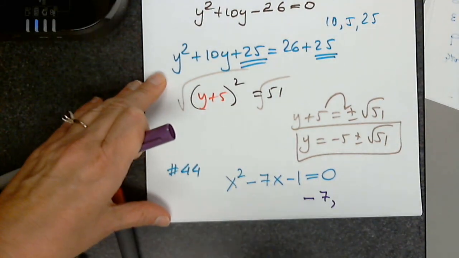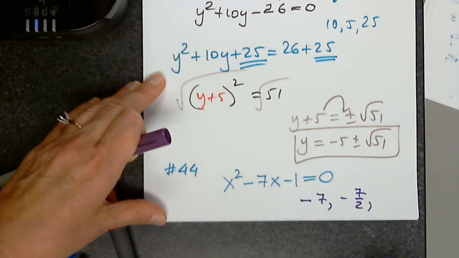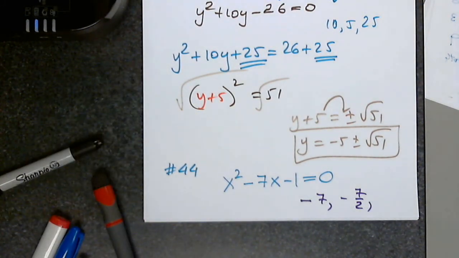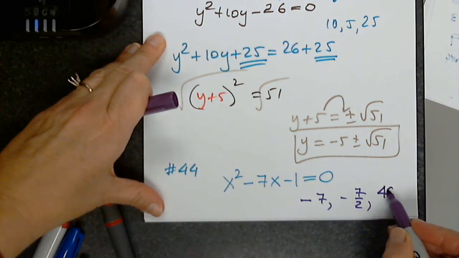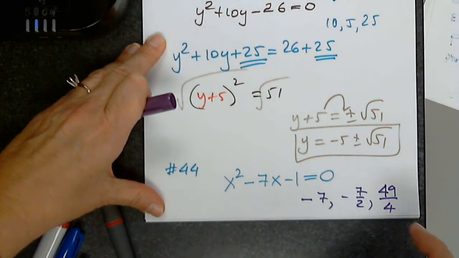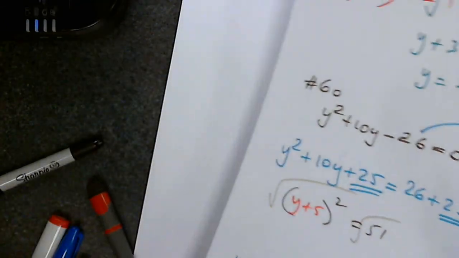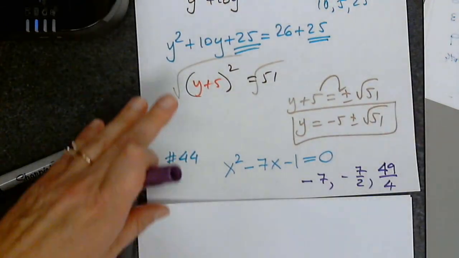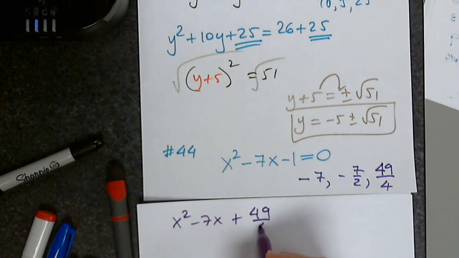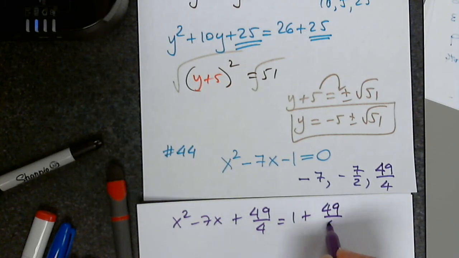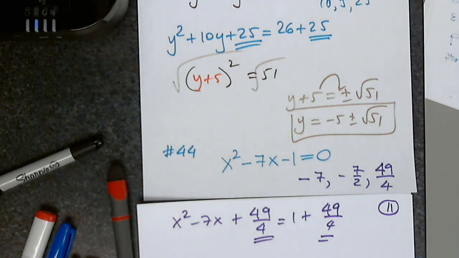Negative 7. I divide negative 7 by 2. Negative 7 halves. I square negative 7 halves. When I square a fraction, I square the top and I square the bottom. What do I get? 49 over 4. This is the number I have to add to both sides. Let's move negative 1, or 1 if you want, first, together with adding 49 over 4 to both sides. So x squared minus 7x plus 49 over 4 equals 1 plus 49 over 4. Notice that 49 over 4 is present on both sides.